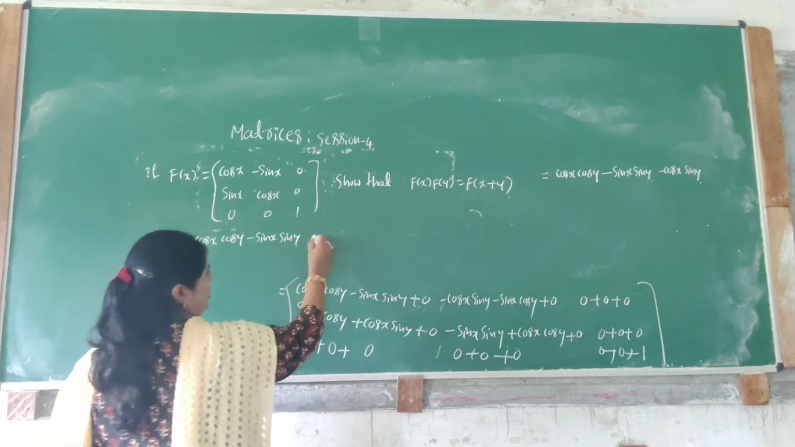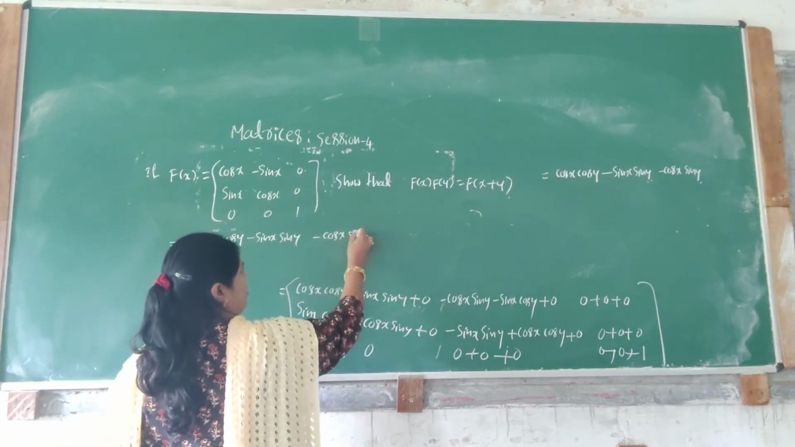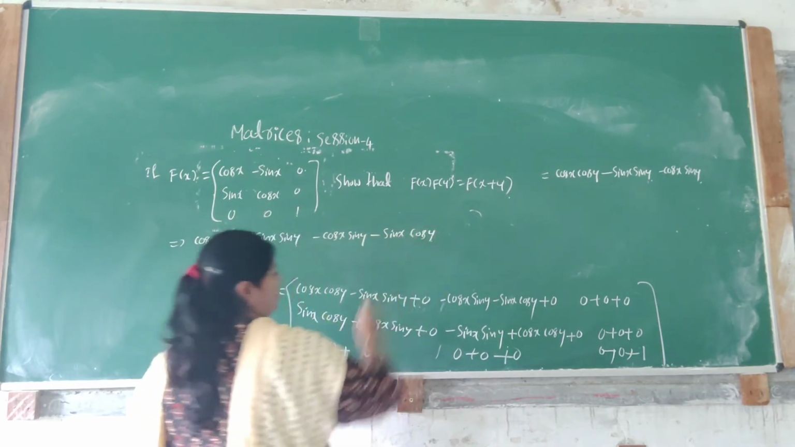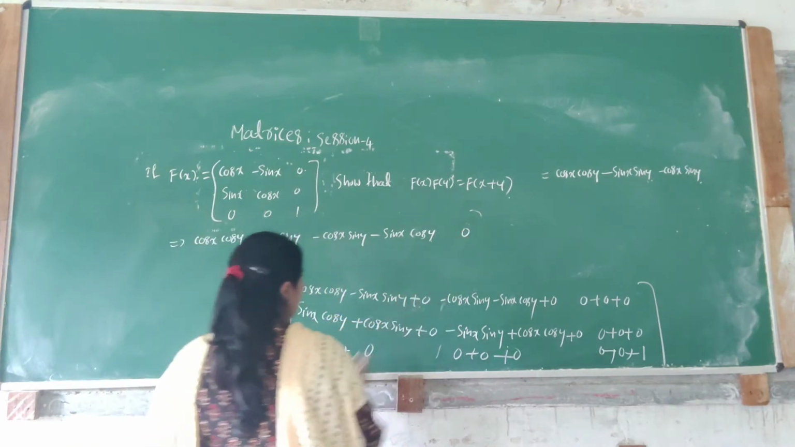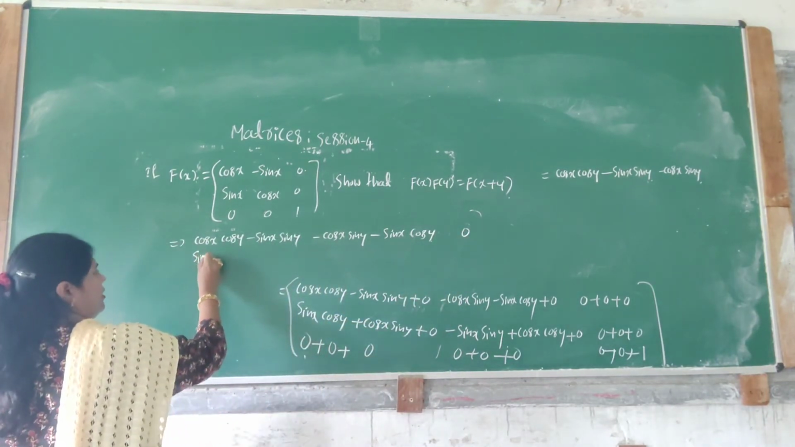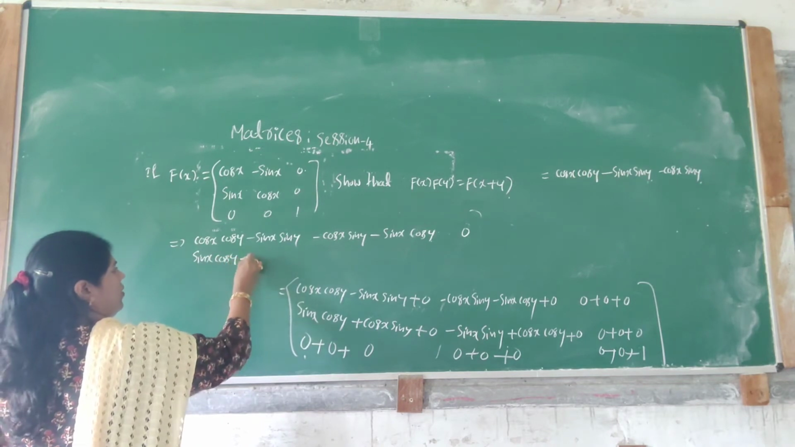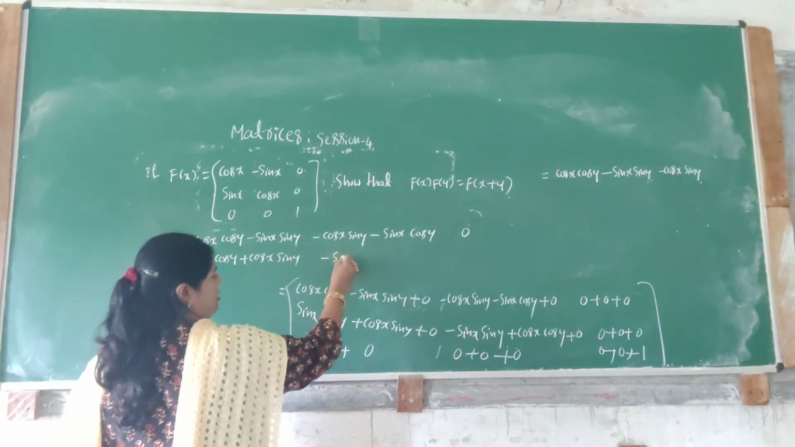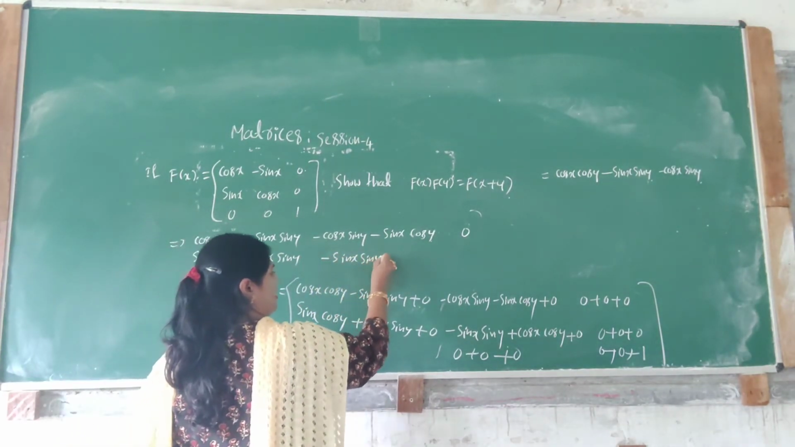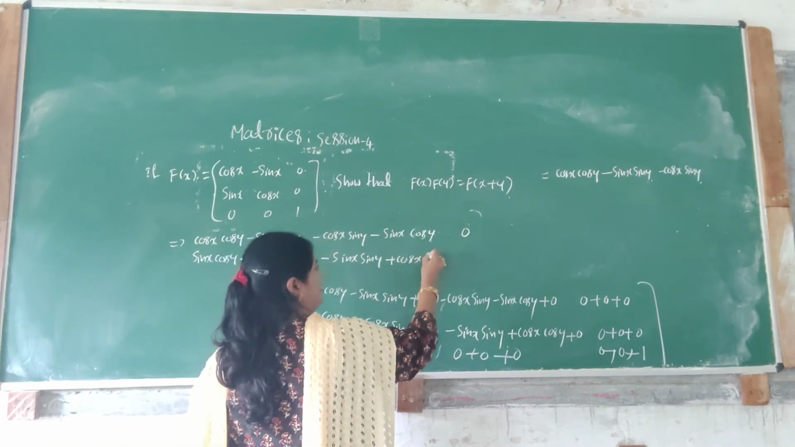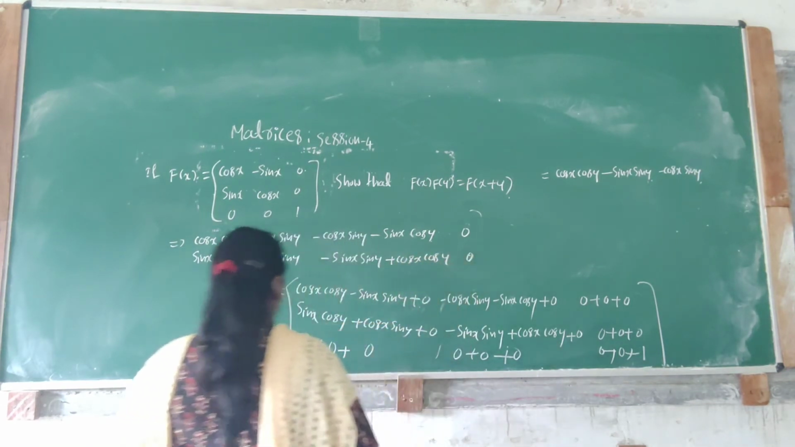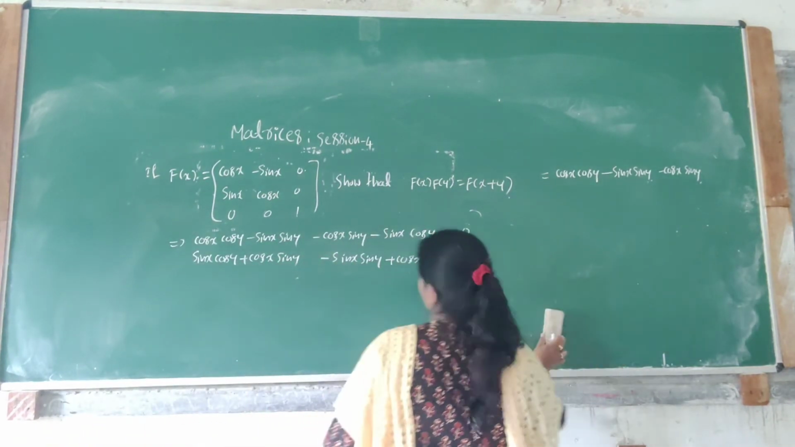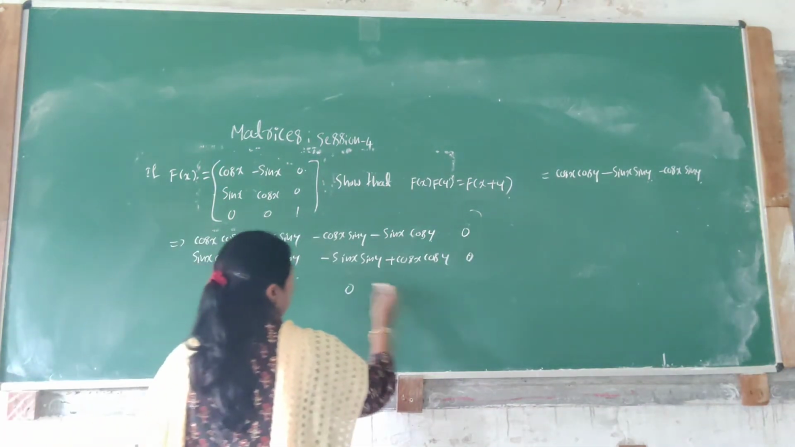No need to write 0 here. Next, cos x sin y minus sin x cos y. Okay, and 0. Next, second row. So sin x cos y plus cos x sin y, minus sin x sin y plus cos x cos y, 0. Last one is 0, 0, 1. What is the last one? 0, 0, 1. It will be like this.